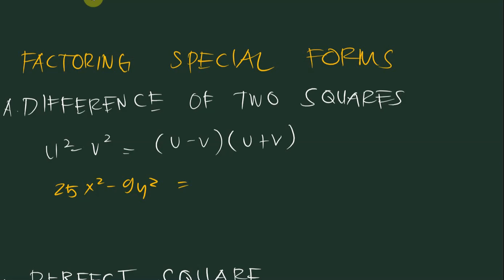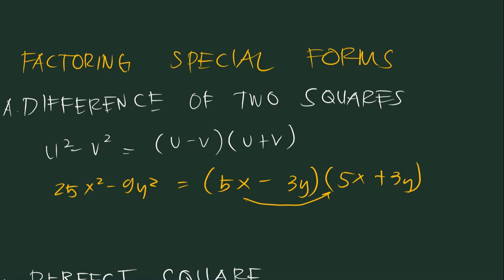So the u and the v here are 5x minus 3y and then 5x plus 3y, right? Because if you multiply this, let's try to perform this. Let's try to evaluate this.